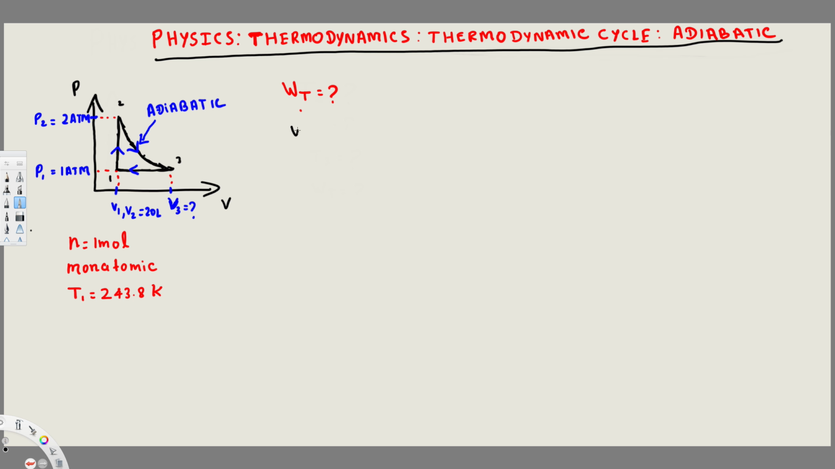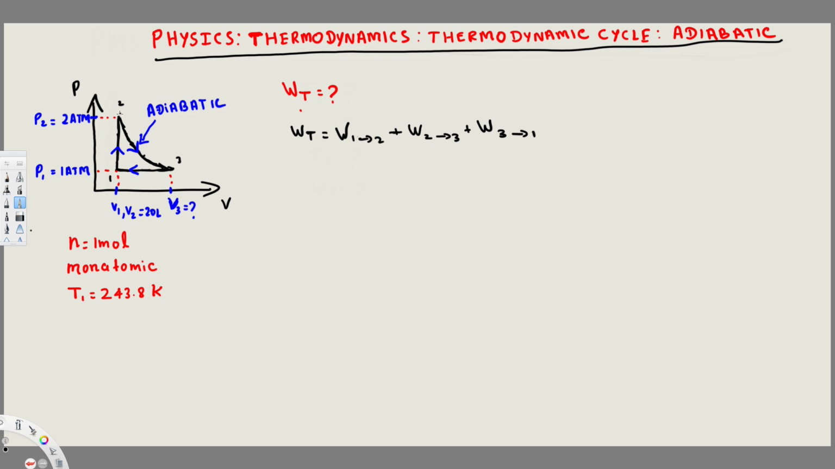So the total work is going to be WT is going to be W1 to 2, let's put an arrow to make it clear. So this is going to be W1 to 2 plus W2 to 3 plus W3 to 1, right? W3 to 1. So this is going to be the process. So let's analyze each of these and see what is the work done for each one, right?